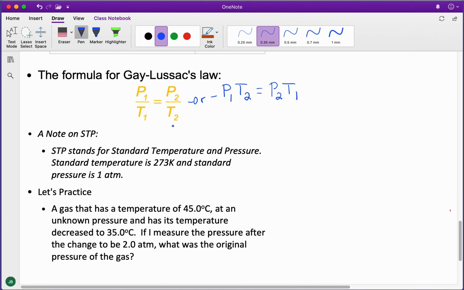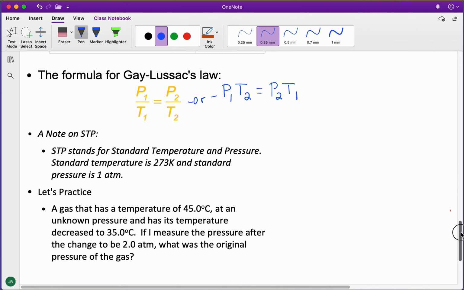I will say whichever one you choose, you should go ahead and stick with for all of your assignments, all of your practice, including what you do on the test. I do not recommend that you flip-flop between these two ways of writing Gay-Lussac's formula or Charles's law formula. Pick one and stick with it.